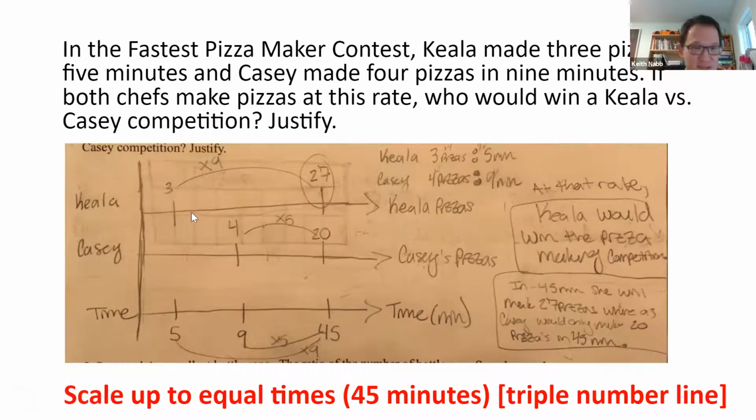This is incredible. And she lined these up, right? 3 to 5 are lined up and 4 to 9 are lined up for Casey. But then you can see that multiplicative scaling, right? So she went right to 45 minutes for both of them and then adjusted their pizzas.